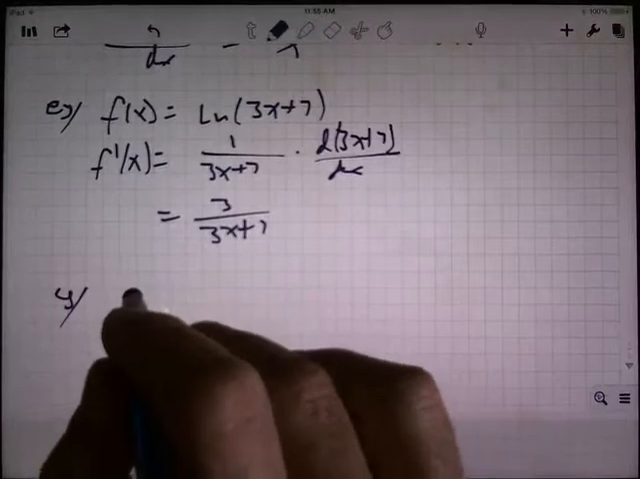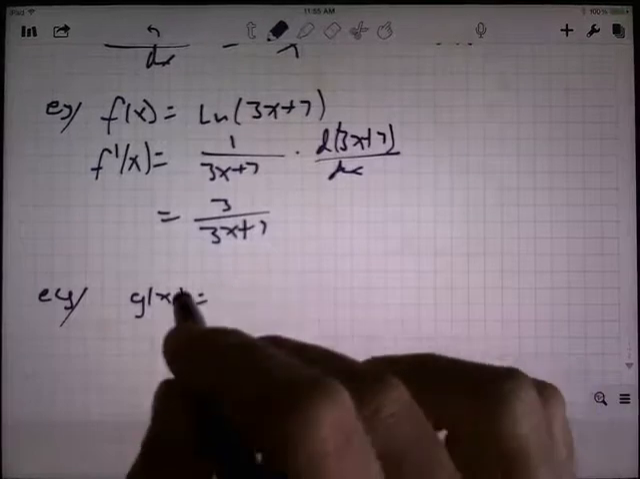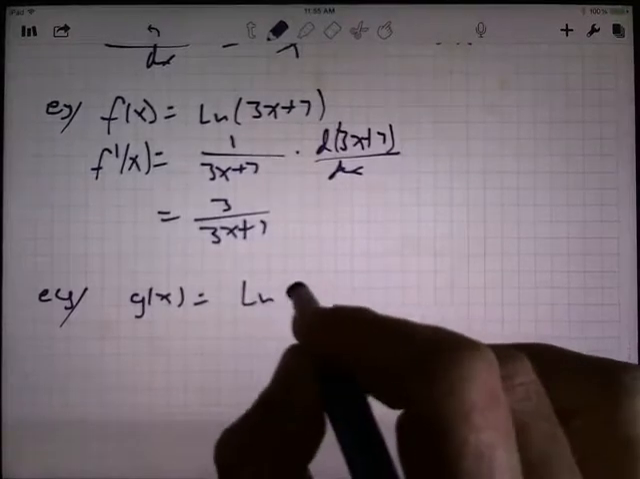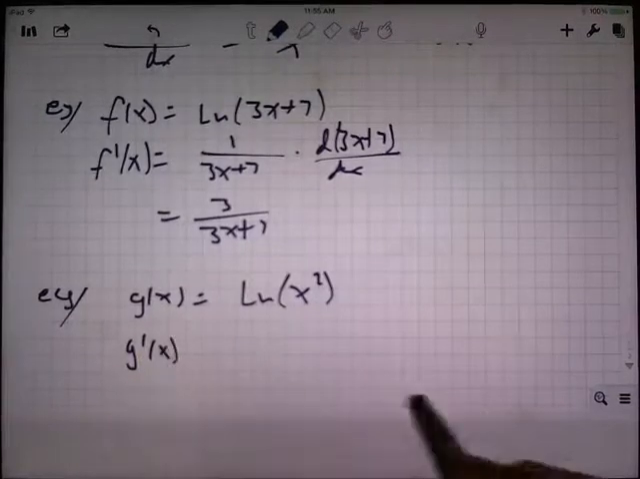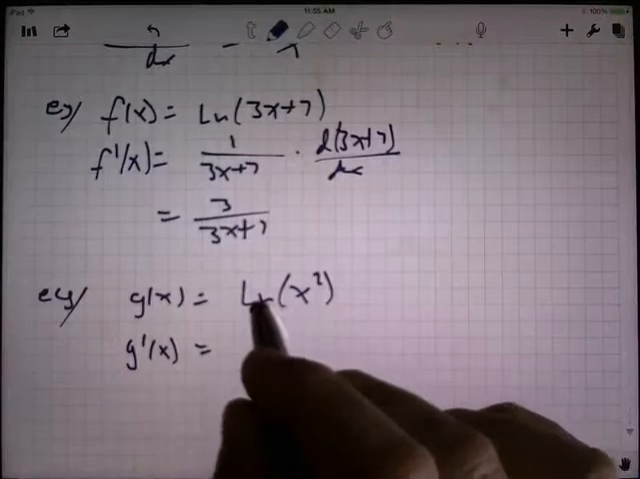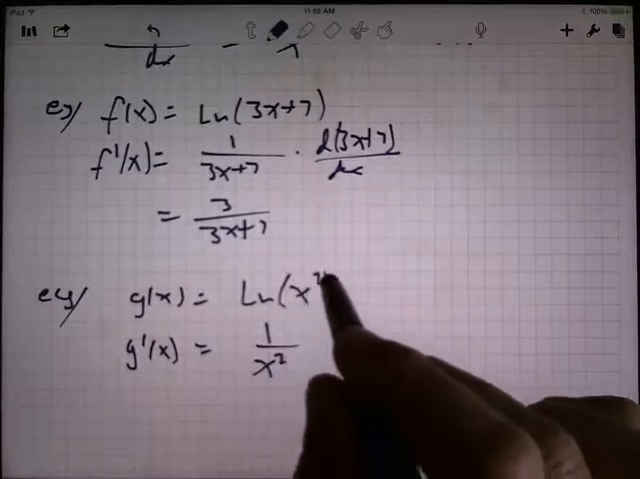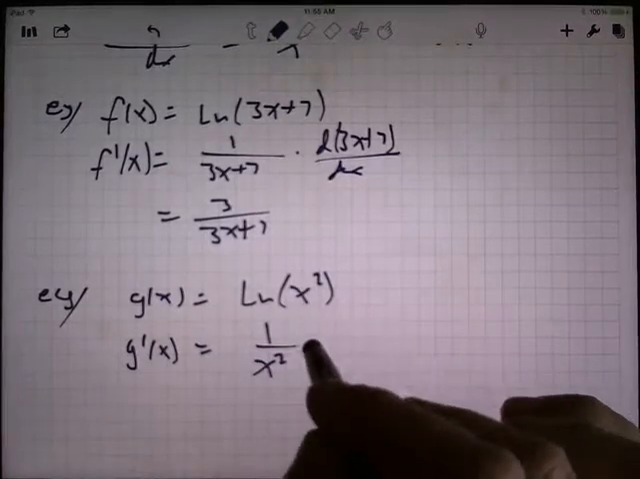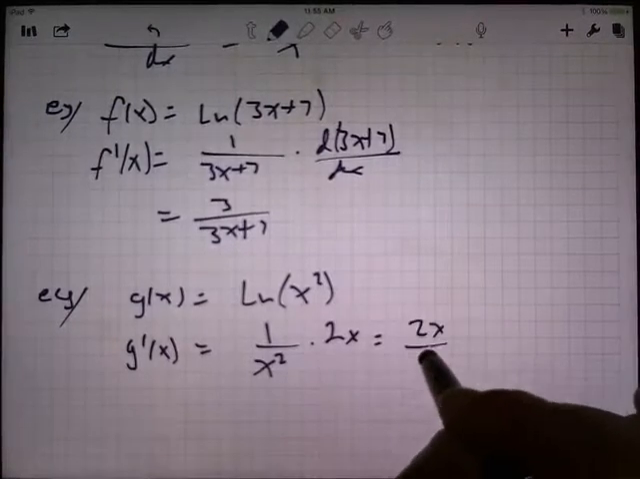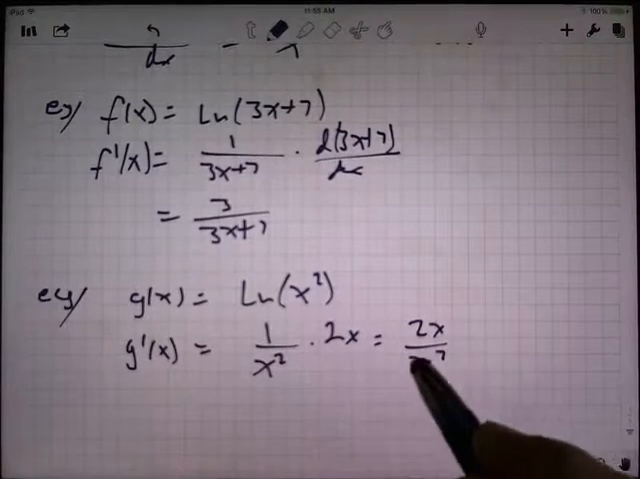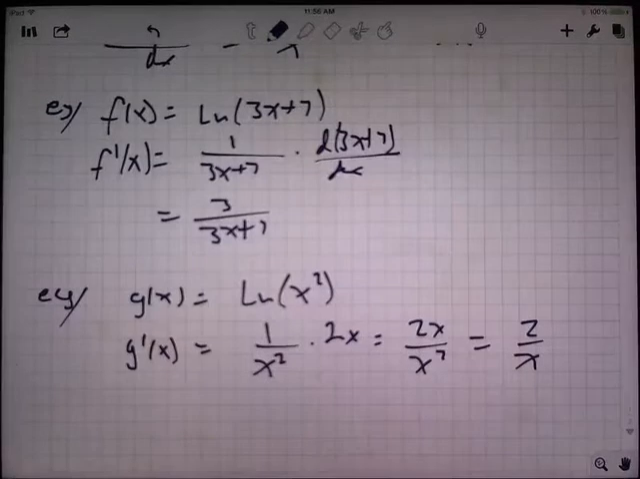Let's do another example. How about g of x equals the natural log of x squared. Then g prime of x is equal to, well, the derivative of the natural log of something is 1 over that something, and then the chain rule says times the derivative of what's inside. The derivative of what's inside is 2x. So this is just 2x over x squared. Now, it's possible that this sometimes can be reduced. In this case, it definitely does. It's just 2 over x.